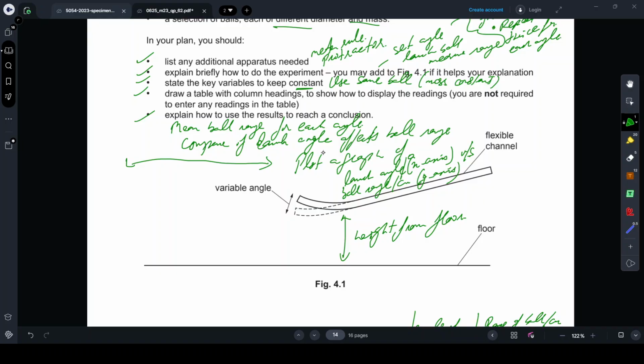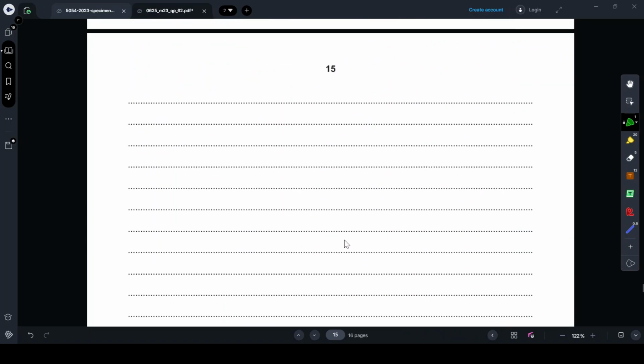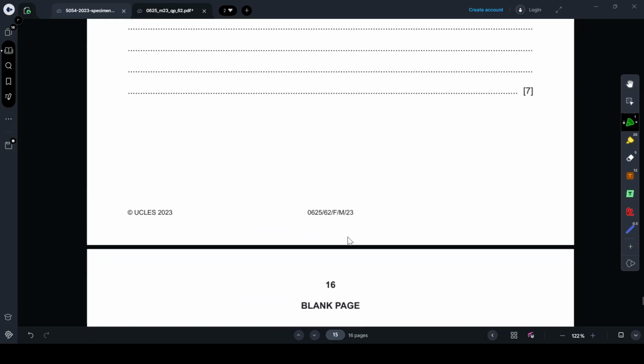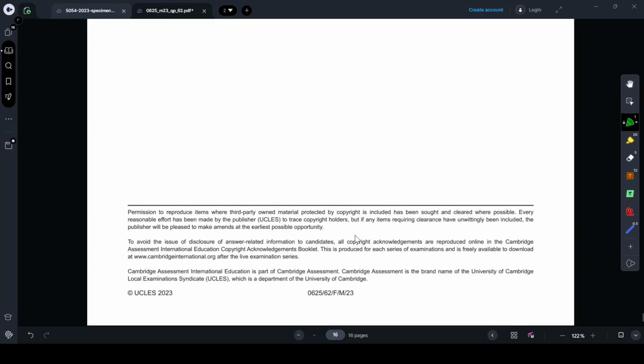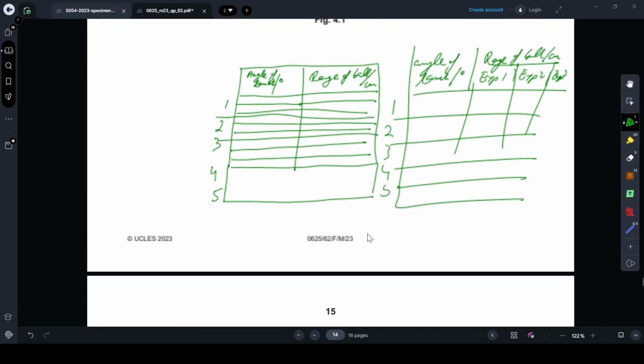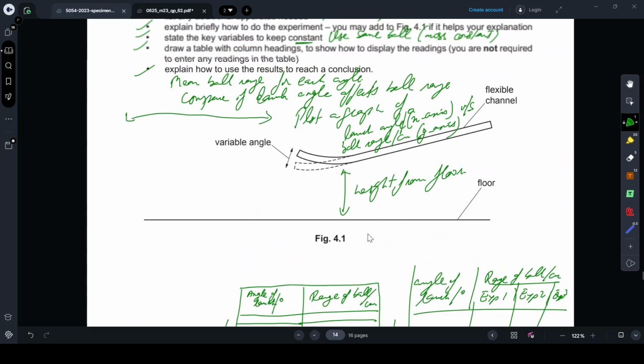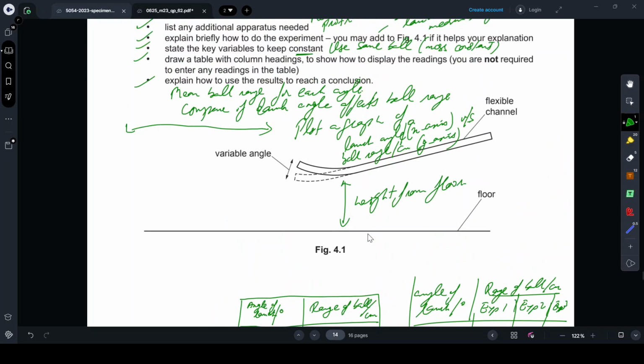And that's it. So all this scribbling over here, you're going to write it as bullet points in the space provided. If you need, you can go to the blank page, and we're done. Did that make sense?